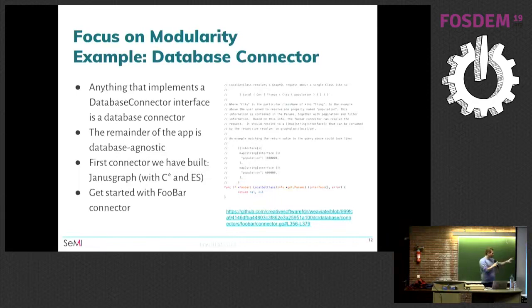So the reason for this code snippet over here is we have one empty connector that you can get started with. It's called the foobar connector, very creative naming here. And this code snippet is just to say, this is the GoDoc comment on one particular method that you can implement if you want to build a connector. And what we're trying to indicate with this kind of code example here is that we try to keep it very, very well documented. So here you have an example GraphQL query that you would have to resolve for this kind of connector, an example return value, etc.